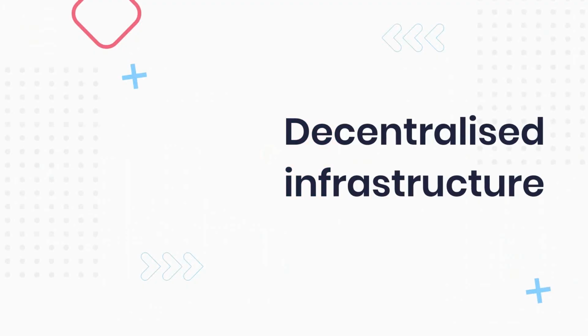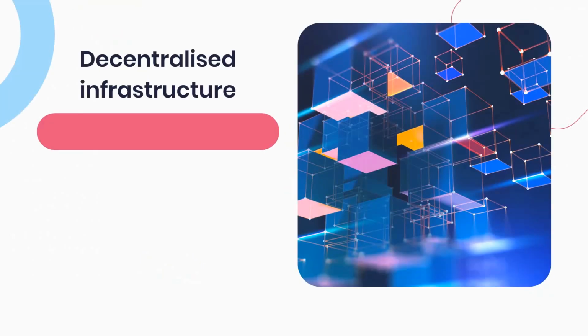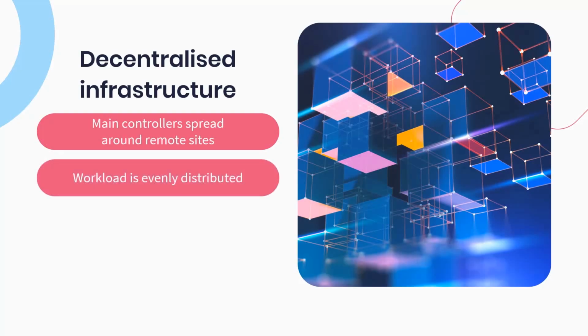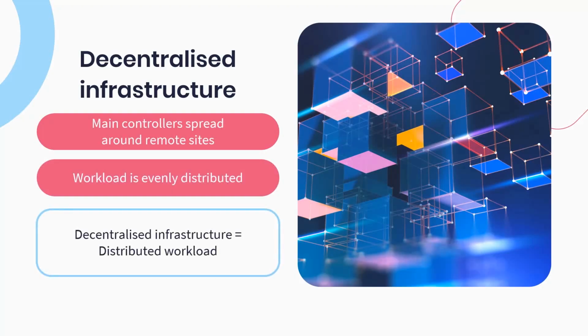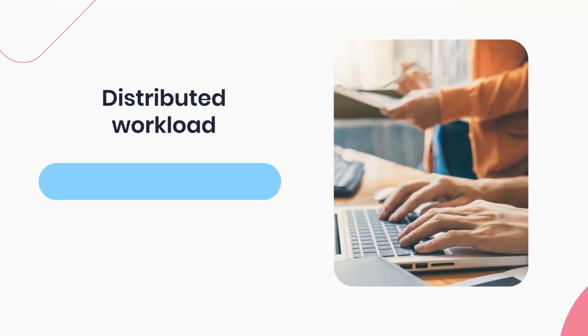The term decentralized clearly refers to items spread around with no central focus. In the case of a decentralized network infrastructure, the main controllers are spread around remote sites rather than having one centralized server. In the decentralized infrastructure, the workload is evenly distributed among all remote sites. A decentralized infrastructure is often referred to as distributed workload due to its nature. With a distributed workload, all the remote sites don't have to rely so heavily on the central server.